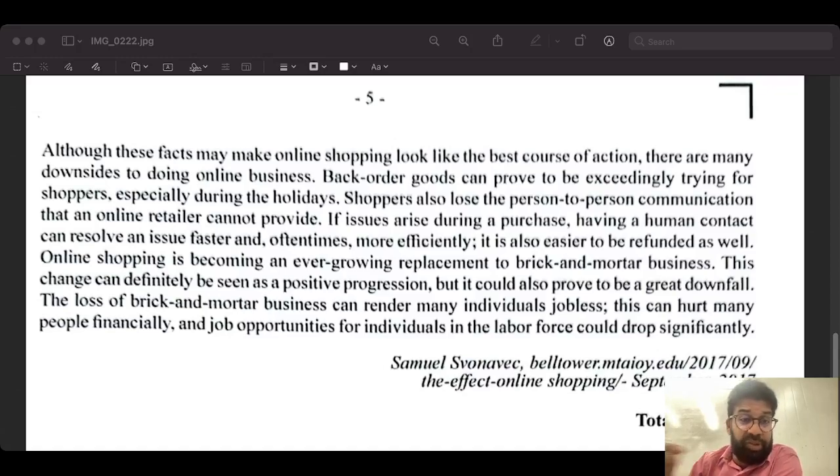Shoppers lose the person-to-person communication, and they don't have a human contact that could work out things. So when you go to the person and say, hey, can you help me with this? Online, you mightn't get that kind of support.